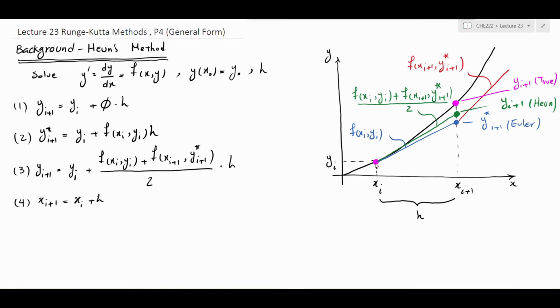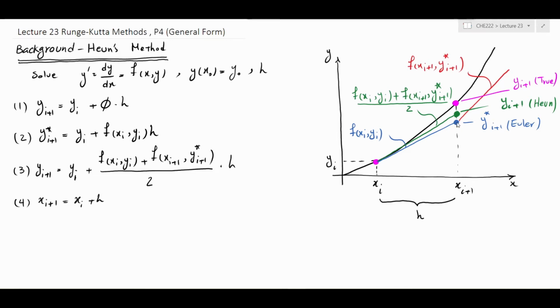So for that, we calculated the slope of the curve at the beginning of the interval, which is easy. Basically, the tangential line is this blue line. The slope of the tangential line is f at xi and yi, and this is based on our equation, which defines the slope of the line as f of x and y.